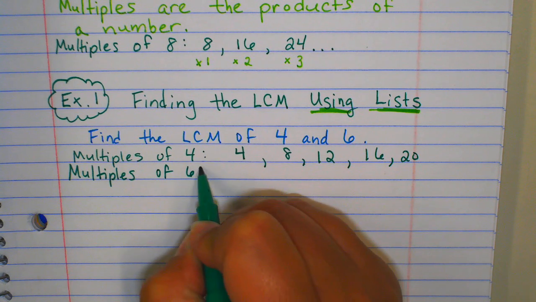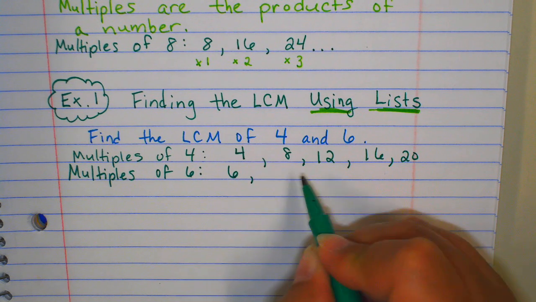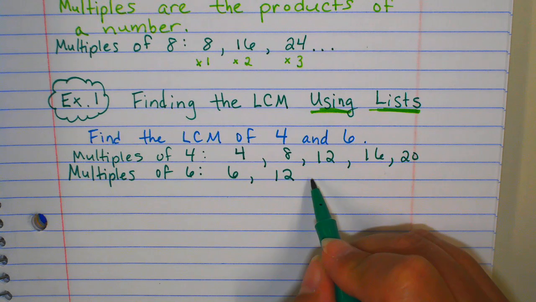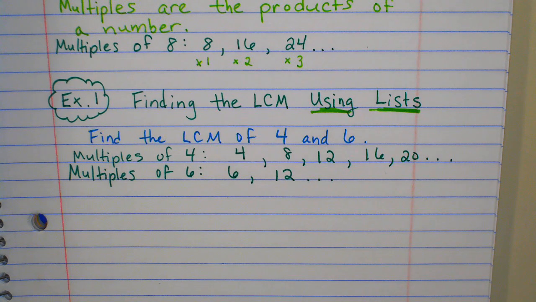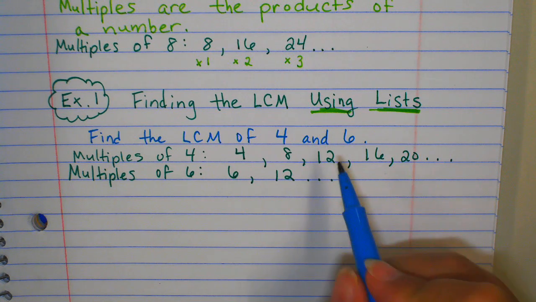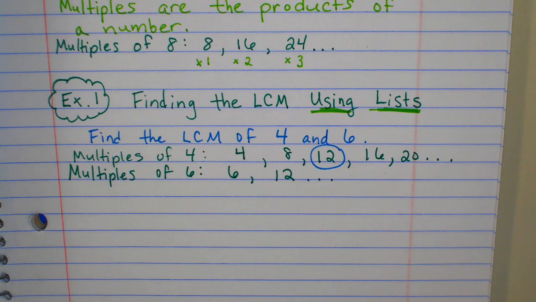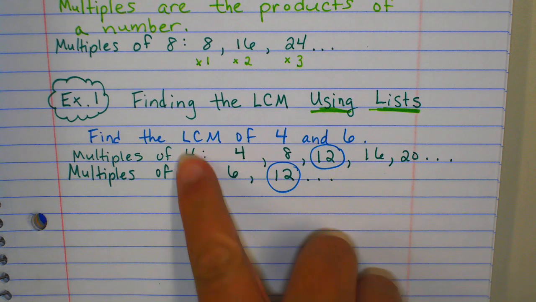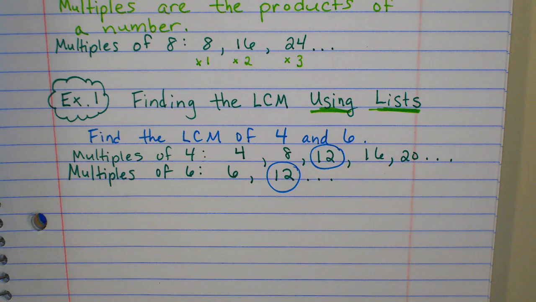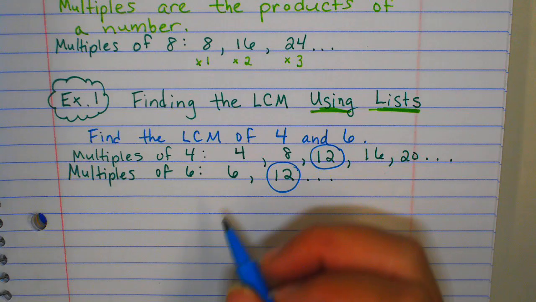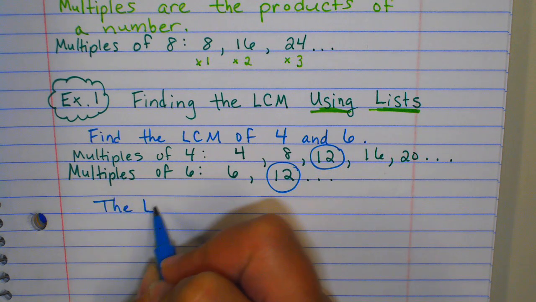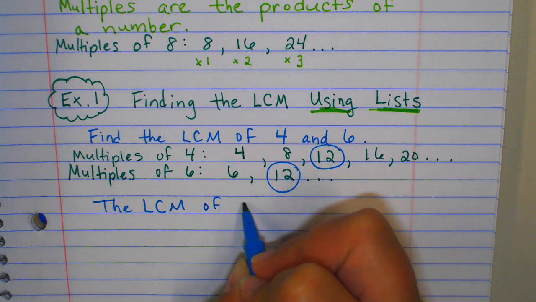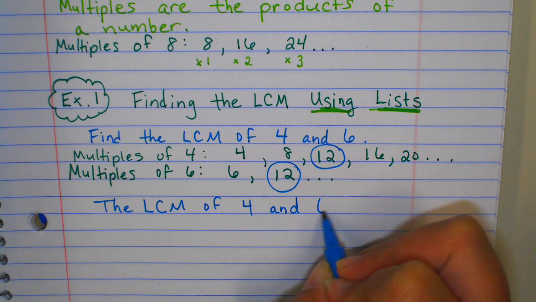Multiples of 6: 6 times 1 is 6, 12, and even though I could keep going, I'm going to stop right there, because hopefully you noticed that I have the number 12 on the multiples of 4 list, and I just hit the number 12 on the multiples of 6 list. Since I'm going for the least, or the smallest one, this is the first number that they both have in common. So we would say the LCM of 4 and 6 is 12.